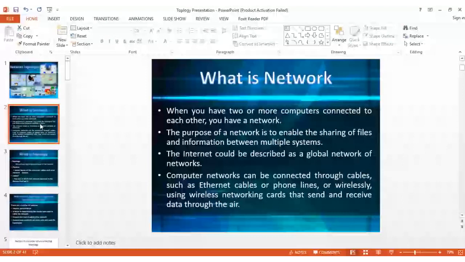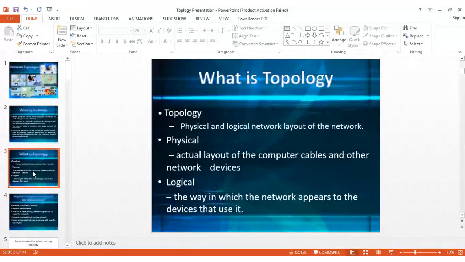To go straight to topologies, topology is the arrangement or layout of the devices or nodes in a network. That layout can present switches, routers, repeaters, or even the computers that are used in that network. Topology is based on the physical and the logical network layout.